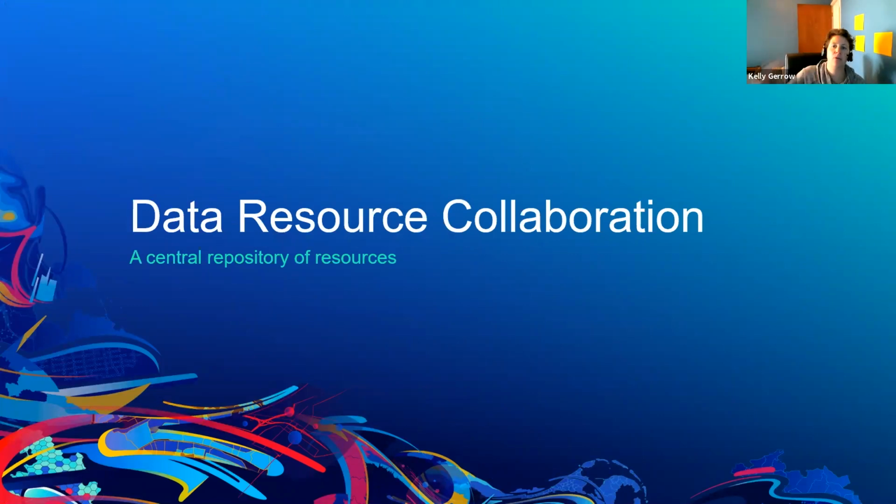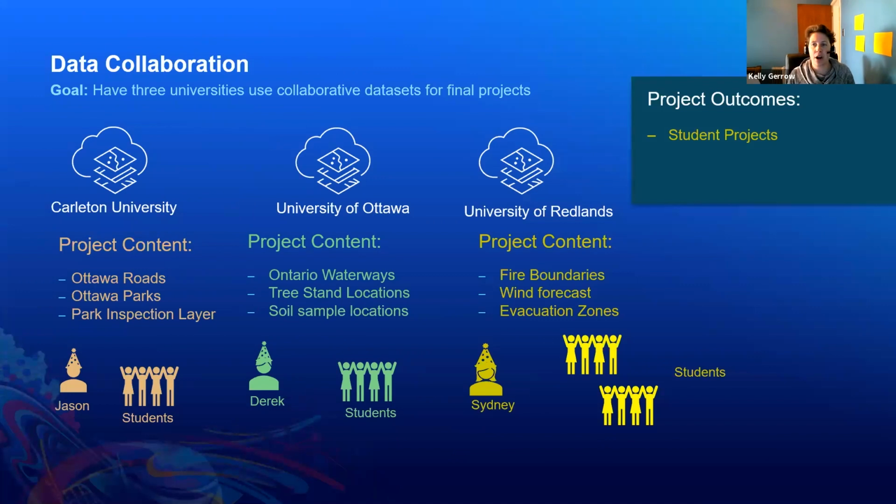So the next workflow that we're going to look at is a data resource collaboration, or a central repository of resources. This workflow really concentrates on, I'm going to say, more restricted sharing. In this scenario, we're going to have 3 universities that are creating collaborative data sets together: Carleton University again, University of Ottawa, and the University of Redlands. They all have some different content that they want to share into this group so that all of their students can have access to it to perform projects.